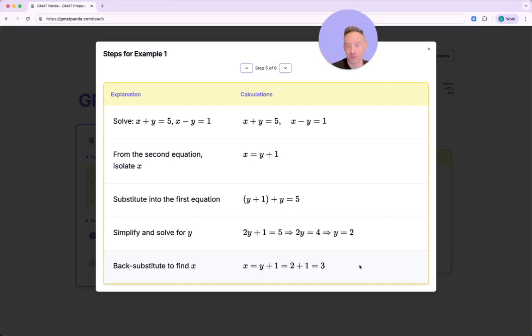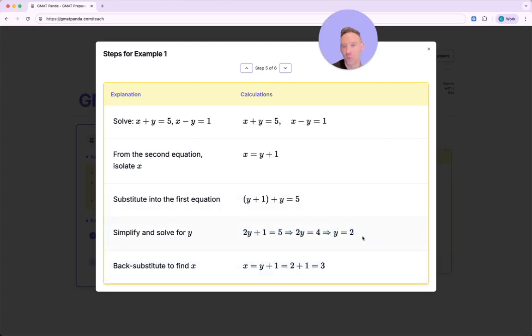Depending on what the GMAT question is, sometimes you may need to work out what both of the unknowns or all the unknowns are. Sometimes you may just be looking for one of them. So if here we're looking for y, for example, well, we could stop at this step. We don't have to do the last step.